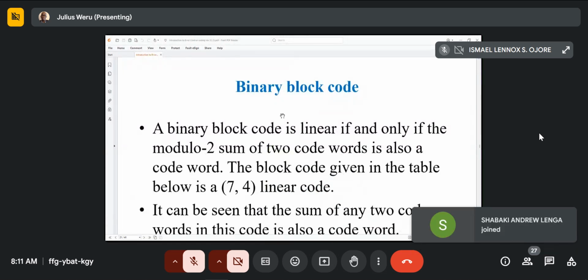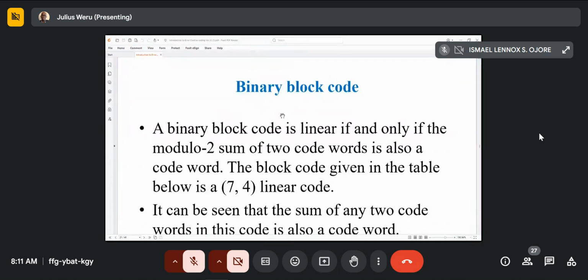So we said we are going to do the binary block code, and the examples we are going to use are linear codes. Now, what do linear codes mean? It means if you take any two code words and do the modulo 2 sum, then you get another code word. When you talk about a code word, it means you are talking about a valid code word. Let's be very clear about that.